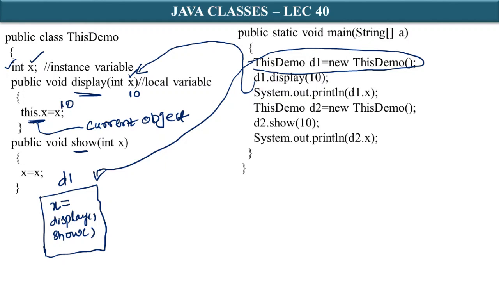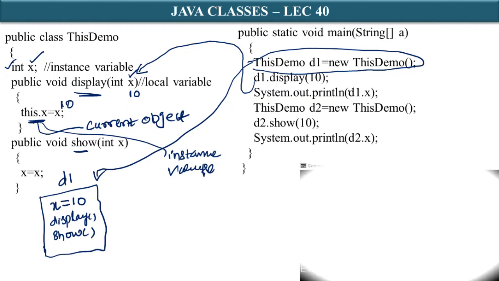Once I say this dot x, it always refers to the instance variable. Or simply I can say this dot x means the x which is available in the current object. D1 is the current object, and x is available in the current object. Now this 10 will get stored in x. That one must be understood. This is important, isn't it? Now where will I go? System dot out dot println D1 dot x.